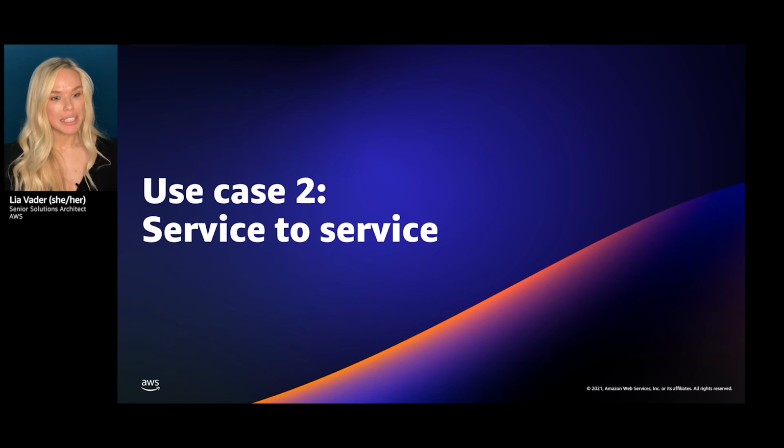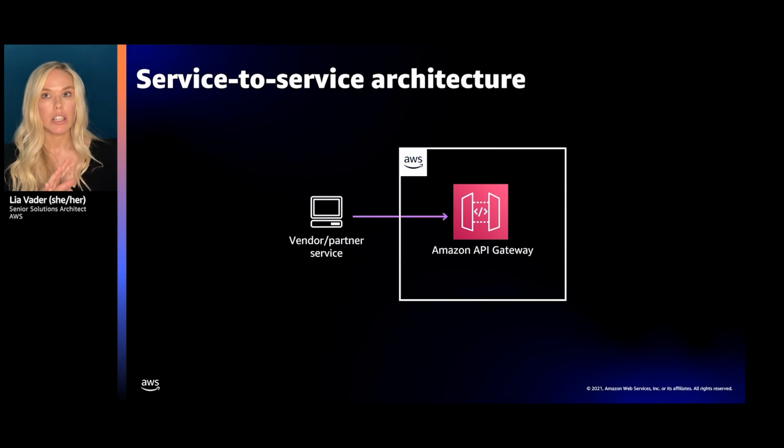So let's move on to use case number 2. This is service-to-service calls. I'm going to talk about 2 different types of service-to-service calls, because sometimes you have services, potentially vendors or partners outside of AWS, or potentially devices that need to call API Gateway. So I'm going to focus on that one first.